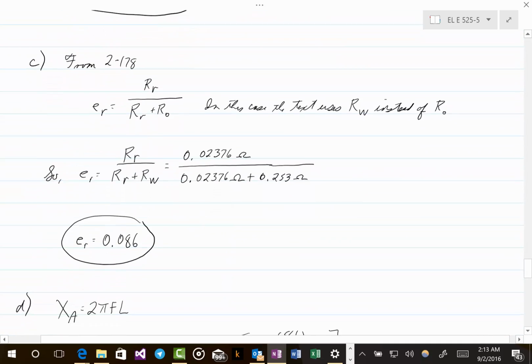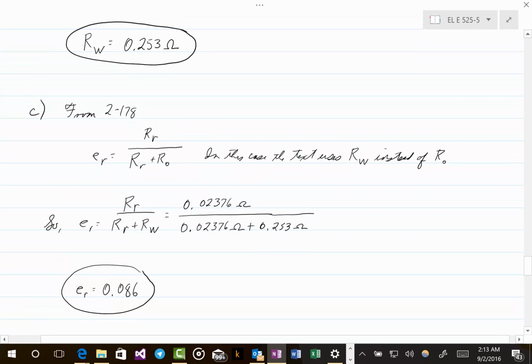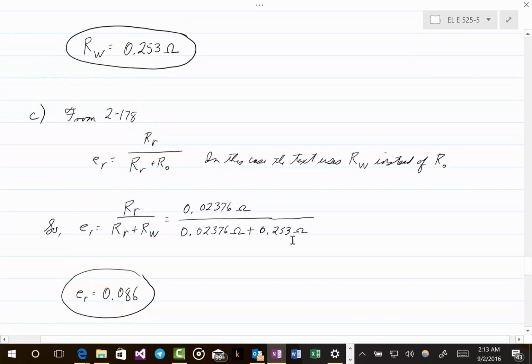And now for the efficiency, the radiation efficiency, we have from equation 2-178 that the radiation efficiency is equal to the radiation resistance divided by the sum of the radiation resistance and the ohmic resistance. And as I've already noted, for this particular problem, we're using RW for the ohmic resistance instead of R0. So then the equation becomes R sub R over R sub R plus R sub W.